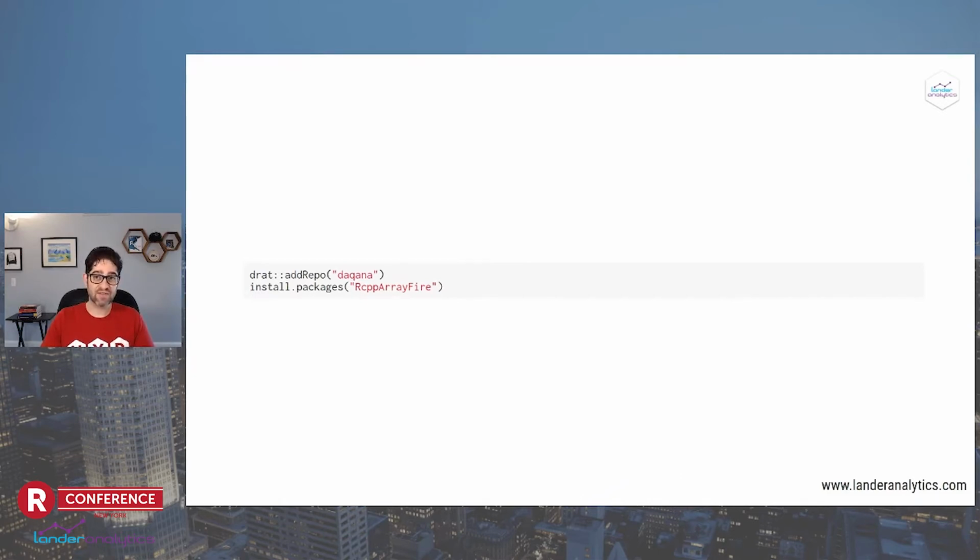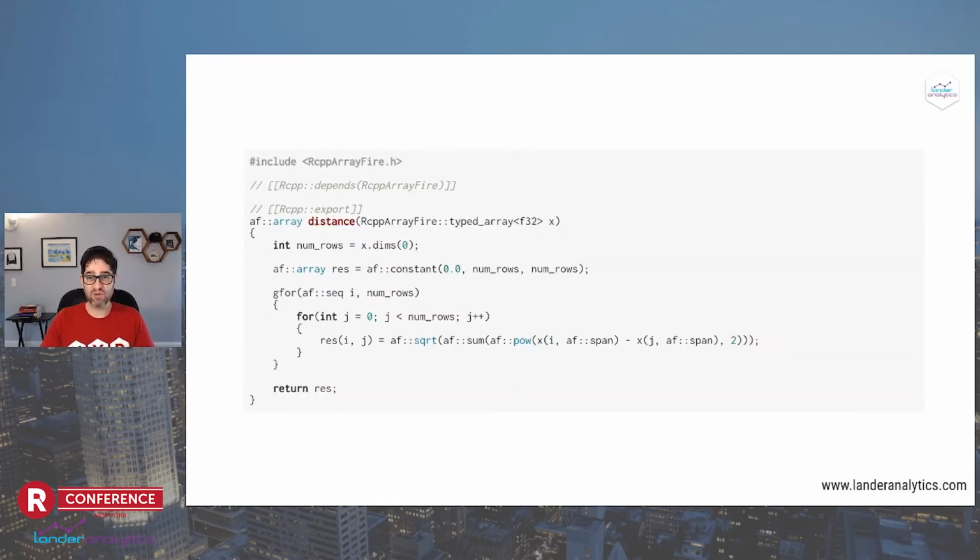And now we can write functions that look a lot like C++. You do that with normal Rcpp syntax. You tell it you want the RcppArrayFire library, and you declare a function to have an af::array output, which is essentially like an R array. And the input is going to be an RcppArrayFire array, which is a lot like an R array or an R matrix.